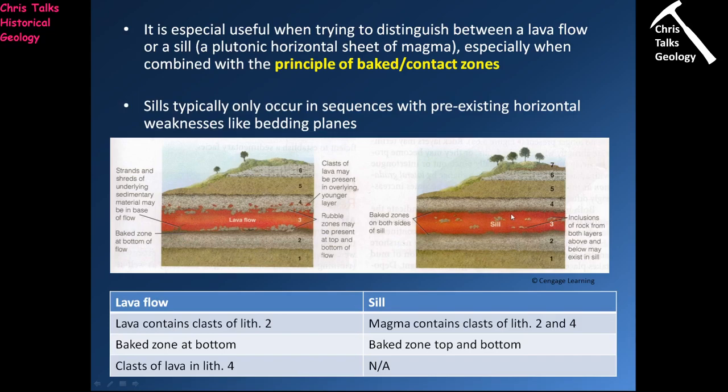So this is how we tell the difference between a sill and a lava flow when we see a sequence of rocks like this. We use the baked contacts and we use the inclusions.